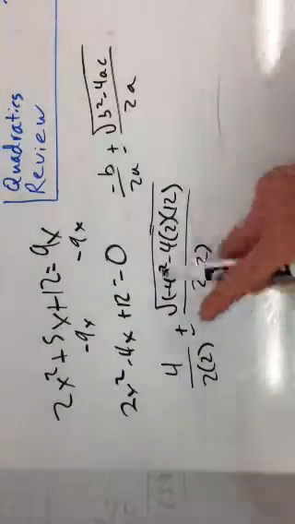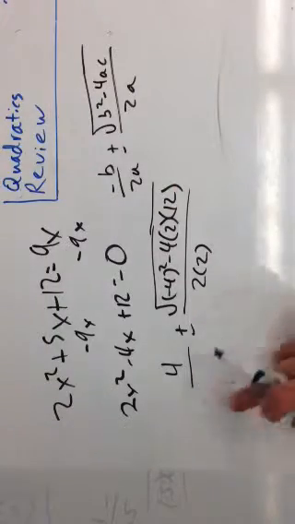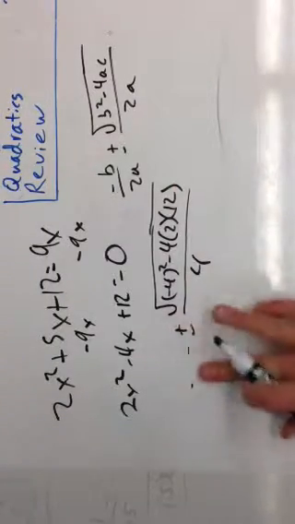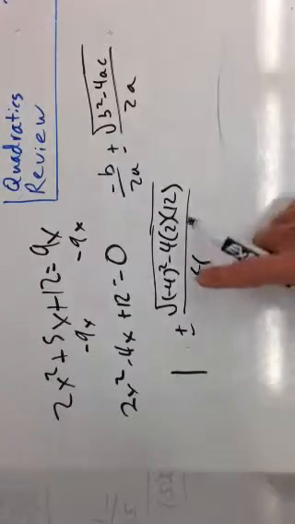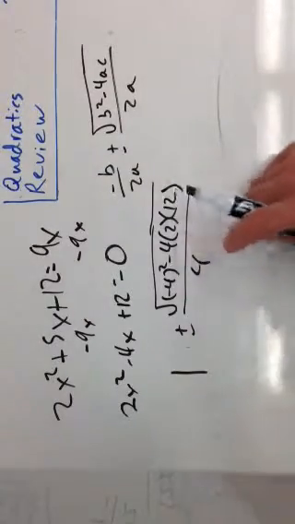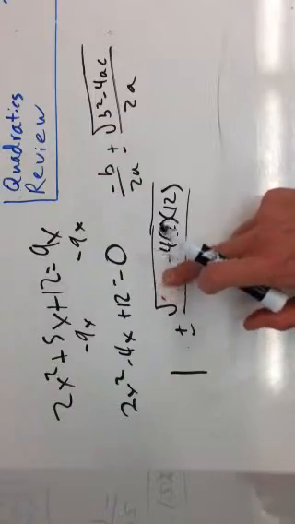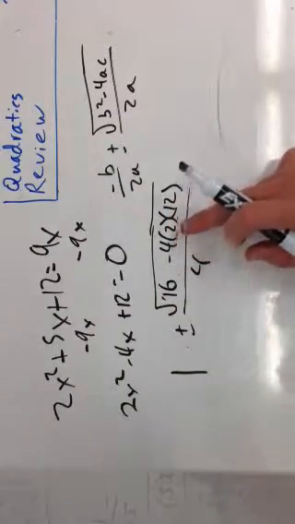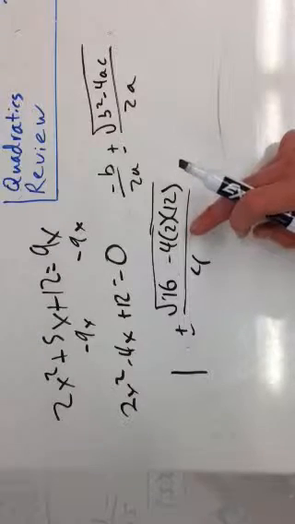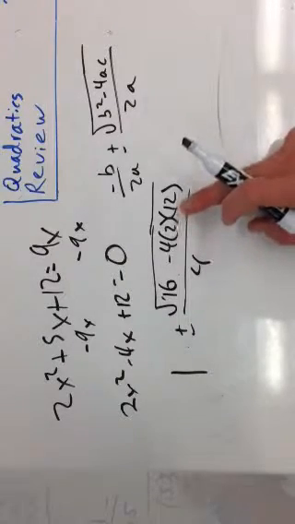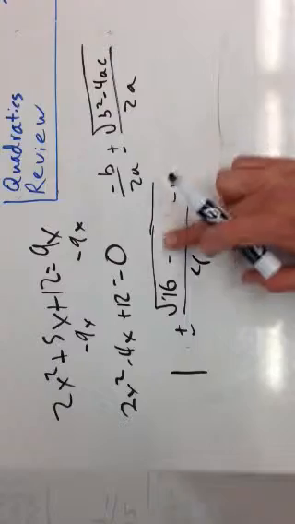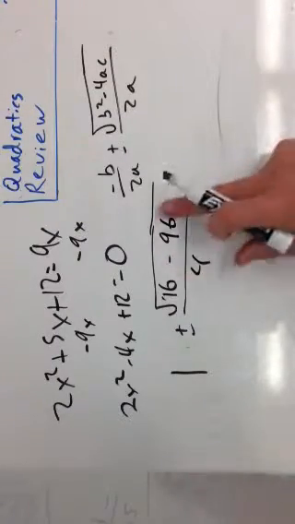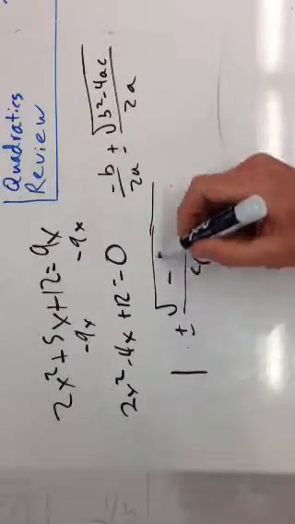What I want to alert you to is what's going to happen underneath here, because all this is, okay, that's 4 over 4, and 4 divided by 4 is going to be 1. We're not going to have any issues there. Where we're going to have an issue is underneath this square root. Negative 4 squared is 16. Okay. 4 times 2 times 12 is 96. So what I have is 16 minus 96, which of course is negative 80.